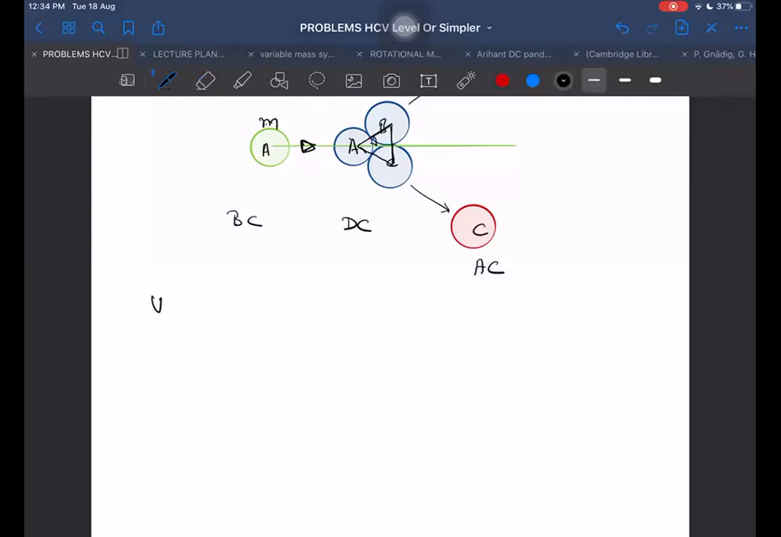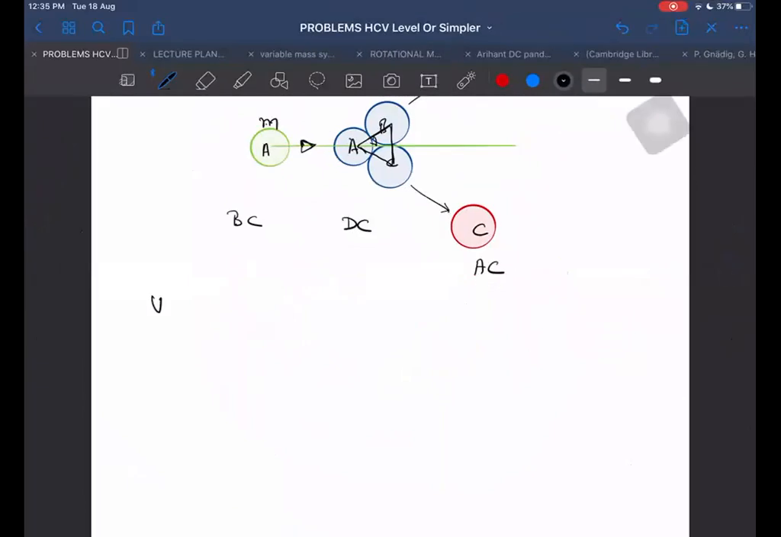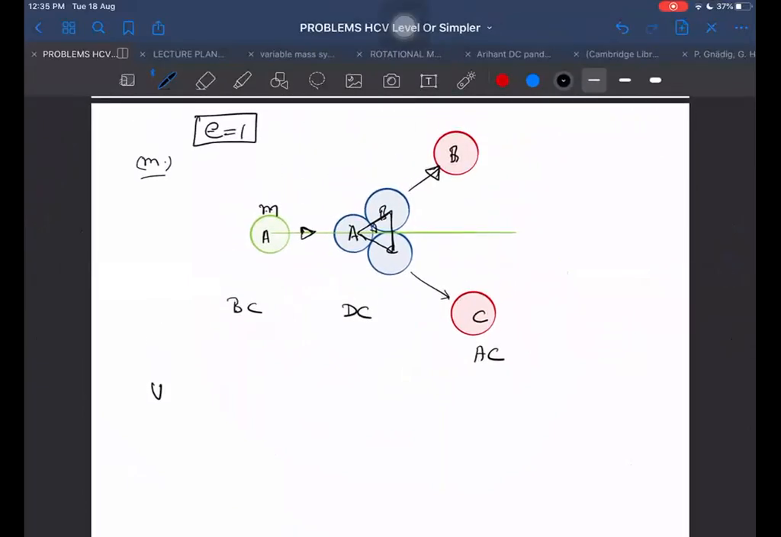Sir, B and C will move with... what? Ball B and C will move with U cos 30, sir. No, not right. Sir, the screen is rotating. Screen is rotating, okay, but now it is okay. U cos theta is wrong here.